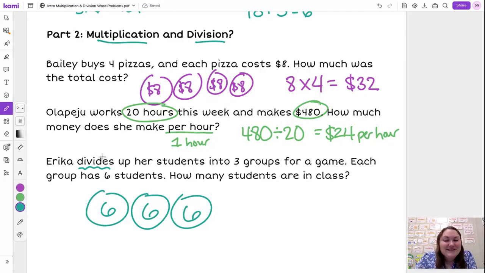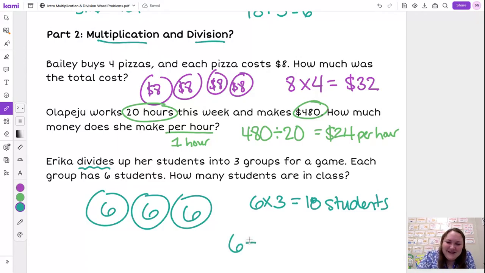I know it's using the word divide, but when you think about the story, or maybe draw a picture, if you can even call this a picture, looking at my 3 circles with 6 students each, it helps me see this is actually multiplication. We would be doing our 3 groups of 6, and there is a total of 18 students.